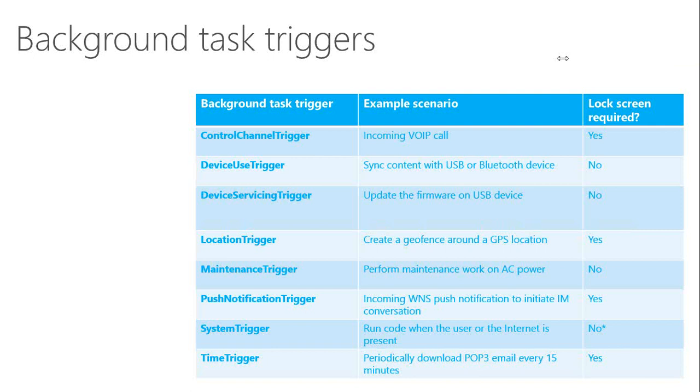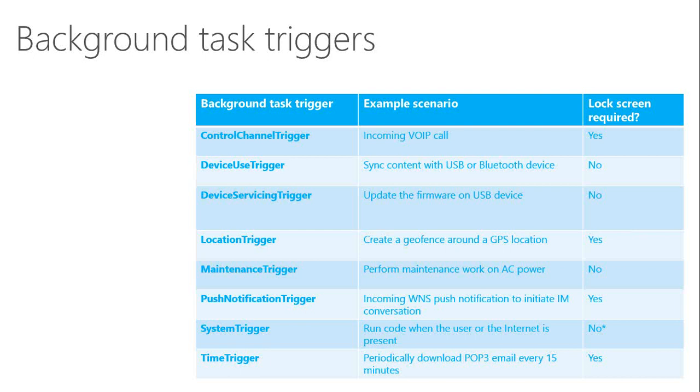Now, how does background tasks work? They work by using triggers. So basically, let's take a look at the first background task trigger, which is control channel trigger. Control channel triggers are used in VoIP apps. VoIP apps basically require you to have a socket available with the proper connectivity to the server for a long time. If the application is suspended, we still want the connection between the socket and the server to continue the VoIP application.